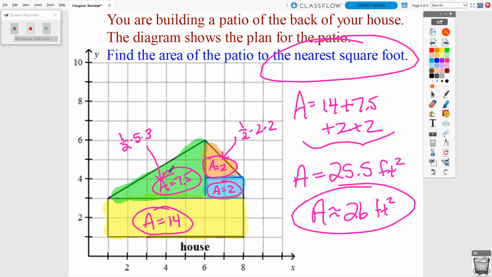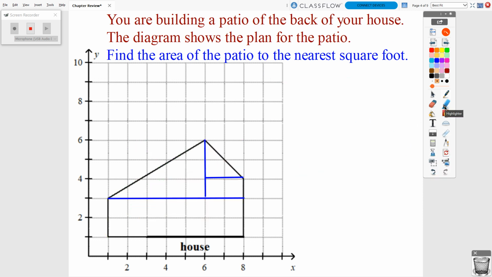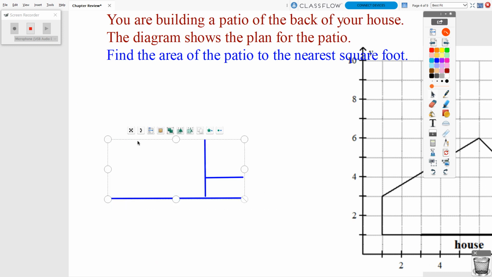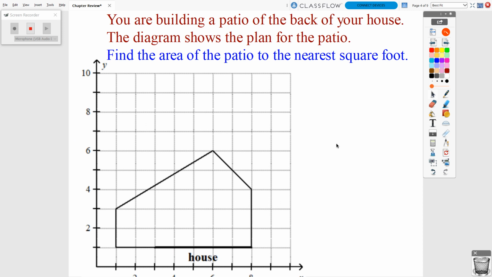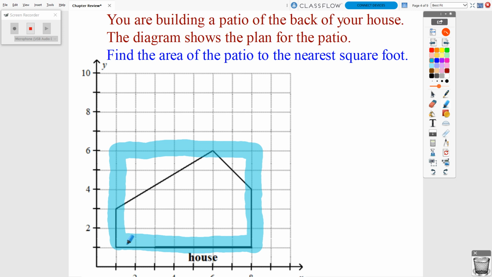Okay, so there's one method, breaking down a shape into smaller, simpler shapes, and then adding up all those little areas. Well, the other way is what I like to call the whole minus whole approach, right? So let's get rid of all of these real quick. Scoot this back over. So what I want to try to do is trap this patio in a bigger shape, and I'm kind of getting the feeling we could trap it inside this rectangle.